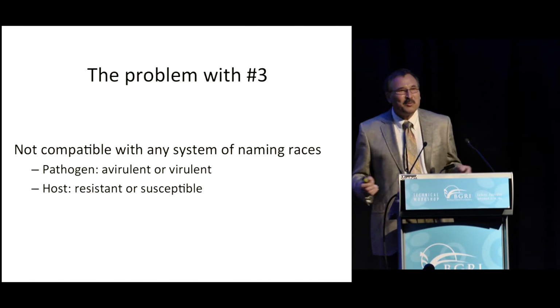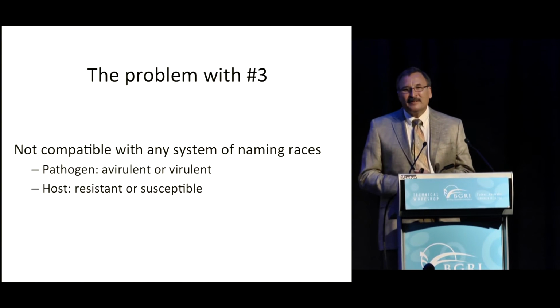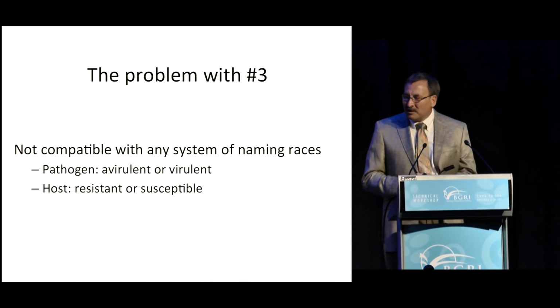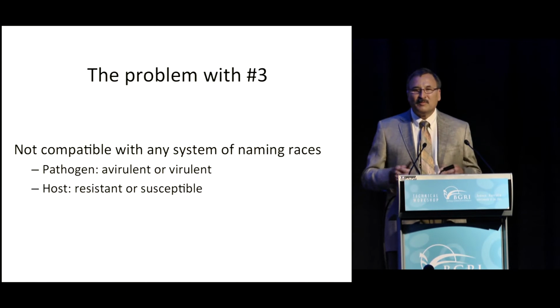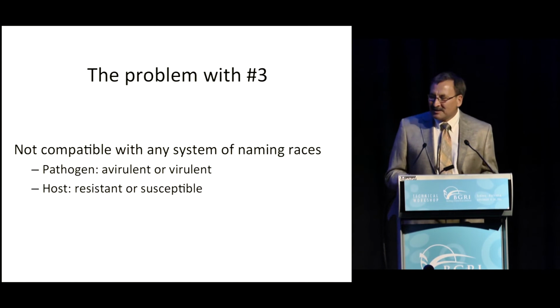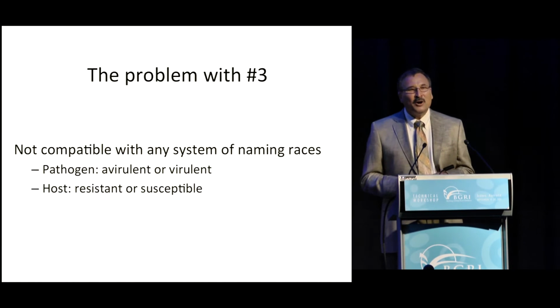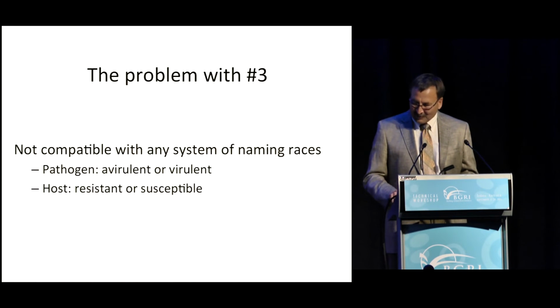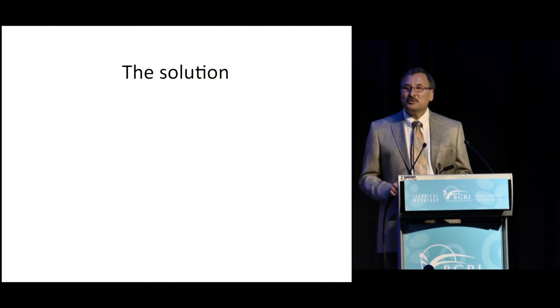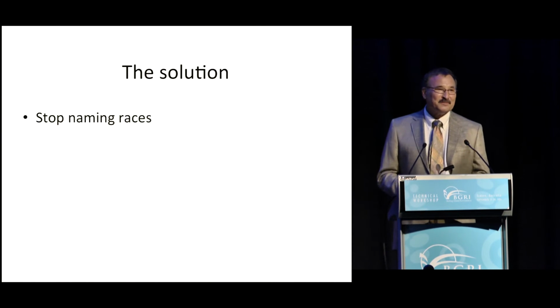However, there's a big problem with number 3. And that problem is that it's not compatible with any system for naming races. In order to name a race, the pathogen has to be either avirulent or virulent, and the host has to be either resistant or susceptible. So, what's the solution to this dilemma? Stop naming races.